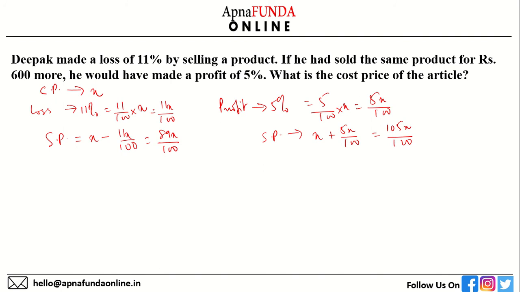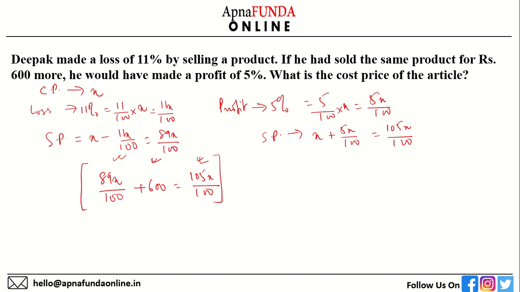Now, what we know is 89X by 100 plus 600 will give me 105X by 100. I hope you have got this expression correctly. You have understood. This was the selling price on which he made a loss of 11%. Had he sold for 600 rupees more, he would have made a 5% profit. So this is the expression that you should get.